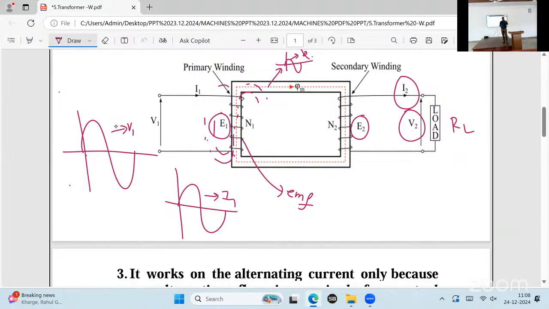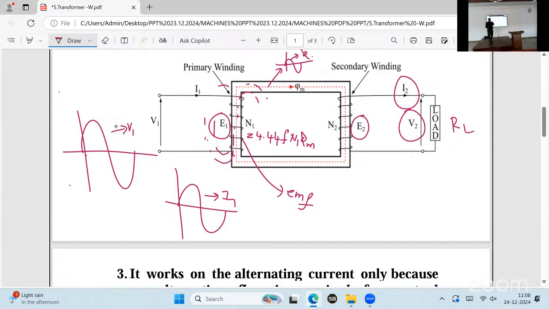Same as E is equal to phi into P into Z. We have a derivation. The equation E1 is equal to 4.44 F into N1 into phi M is the equation we have to derive to get some value, 100 volts, 200 volts. It depends upon the frequency. AC means frequency. It depends on the number of turns, N1. More turns, more EMF. Less turns, less EMF. Phi M is the maximum flux.